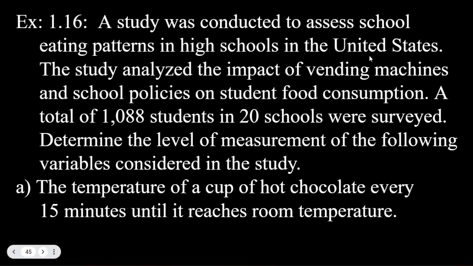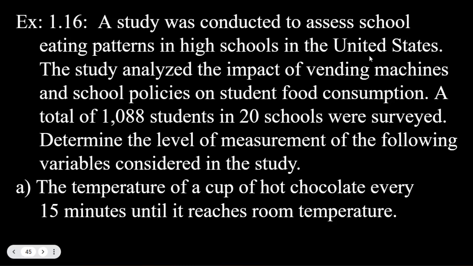Example 116. A study was conducted to assess school eating patterns in high schools in the United States. The study analyzed the impact of vending machines and school policies on student food consumption. A total of 1,088 students in 20 schools were surveyed. Determine the level of measurement of the following variables considered in the study. So is this going to be nominal, ordinal, interval, or ratio?